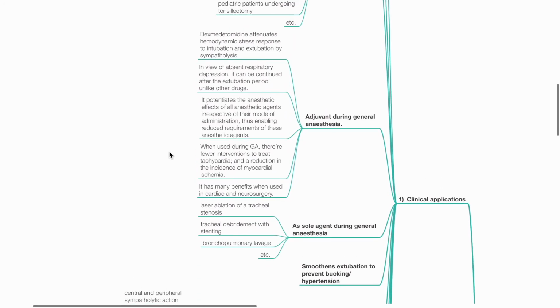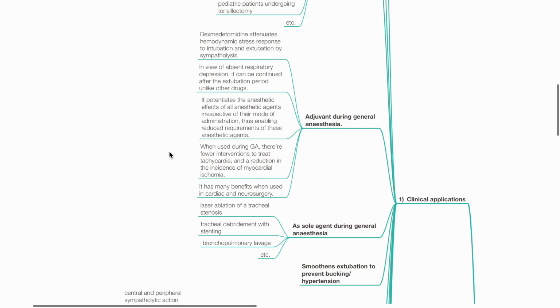As an adjuvant during general anesthesia, dexmedetomidine attenuates the hemodynamic stress response to intubation and extubation by sympatholysis. Due to the absence of respiratory depression, dexmedetomidine can be continued after extubation unlike other drugs. It potentiates the anesthetic effects of all anesthetic agents irrespective of their mode of administration, enabling reduced requirements of these anesthetic agents and associated adverse effects.